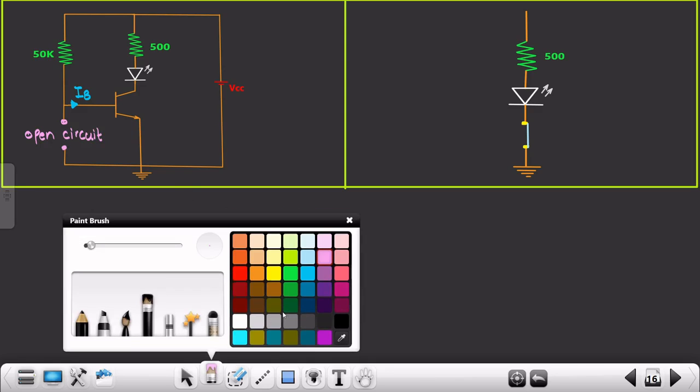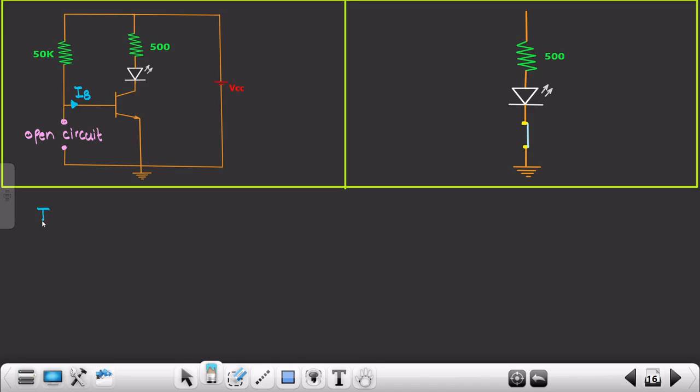And we all know that IC is beta times IB, right? And there is some amount of input current or base current flowing through the base terminal of the transistor, and therefore there would be some IC current as well. Just a second, let me erase this. In this particular case, the input current is maximum, so I will write IB as IB max, and therefore there would be some output current, that is IC max, which will flow in this particular direction.